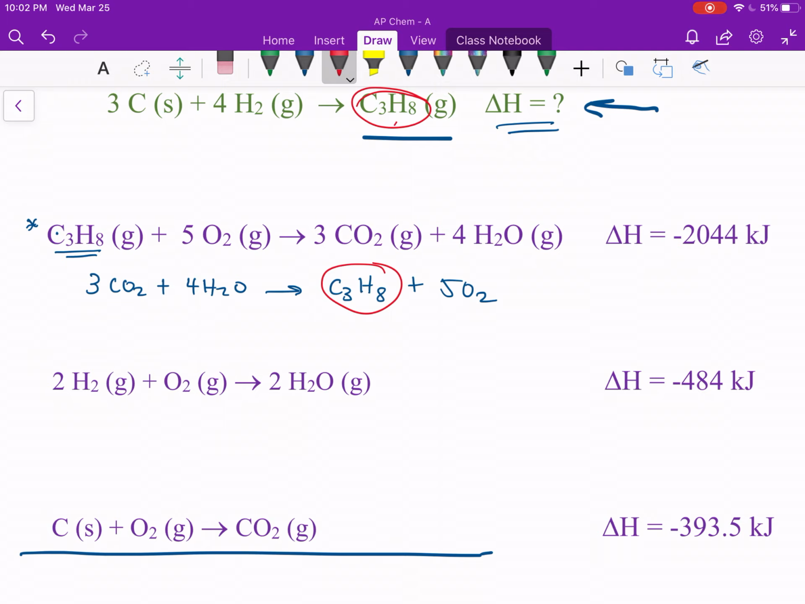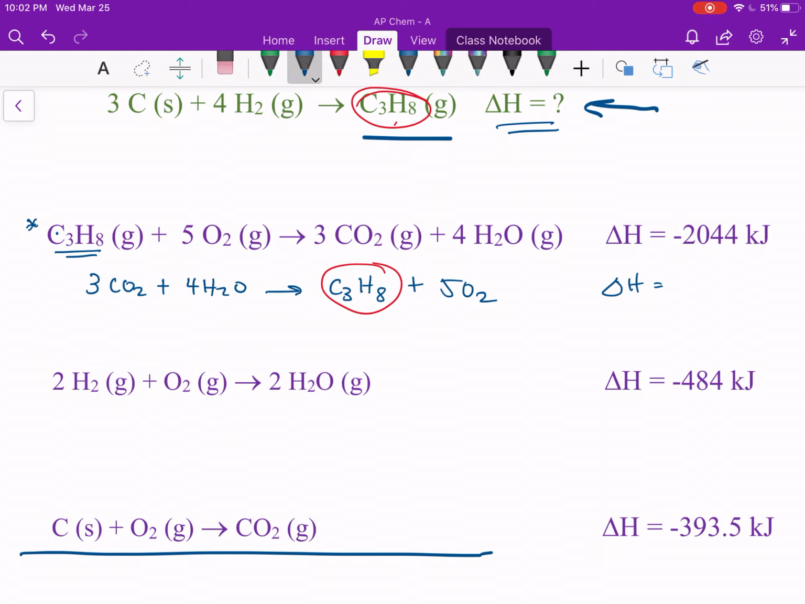Now, when I do that, the question becomes, well, what do I do with delta H, right? Well, we know that delta H is the same magnitude but opposite sign when you flip the reaction for the reverse process.